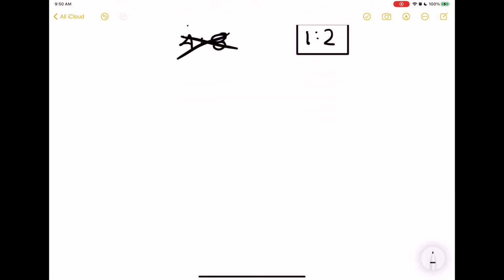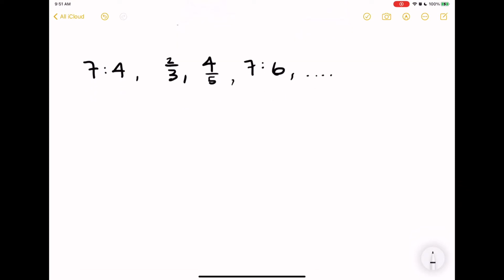A couple examples of ratios are 7 to 4, 2 to 3, 4 to 5. All of these are ratios, they're just written in different ways. And as you can see, all of these are written in simplest form.